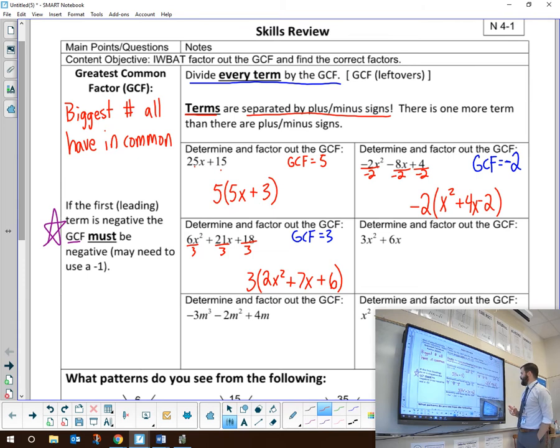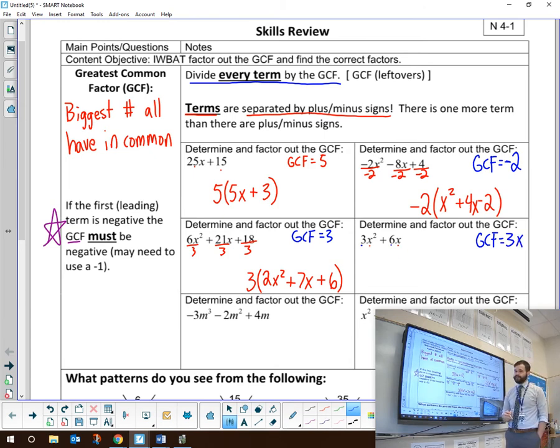Determine and factor out the GCF. Okay, so you'll notice something here. We actually have an x in both of them. And if they have an x in both of them, that means we have an x in common there. So my GCF for this one is going to be, well, they have a 3 in common, and they also have an x in common.